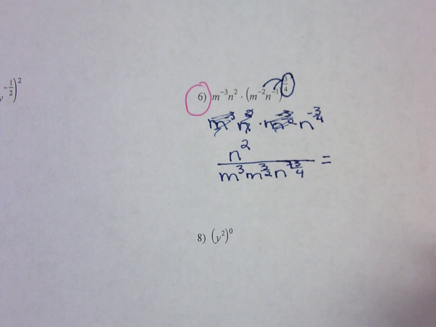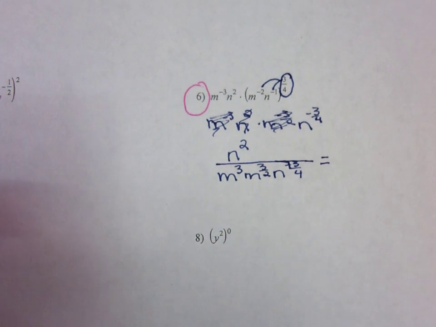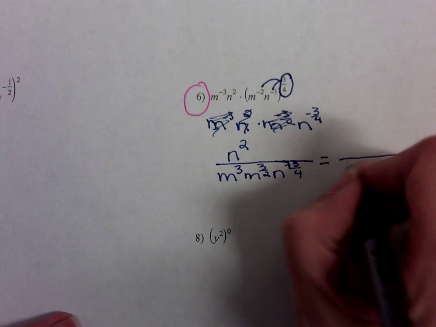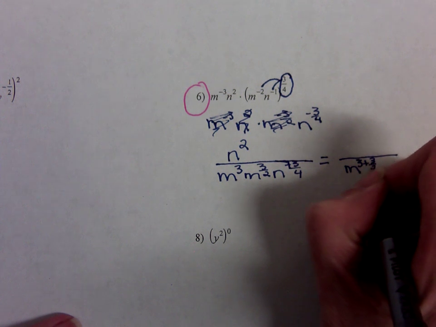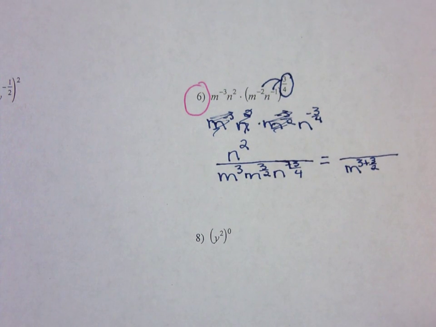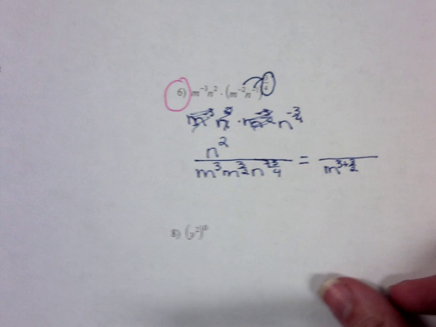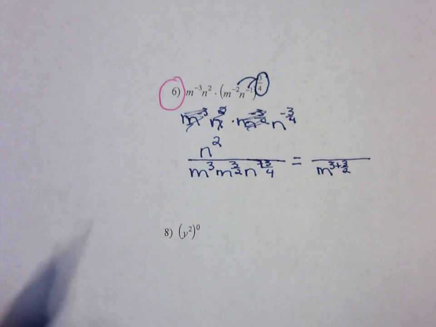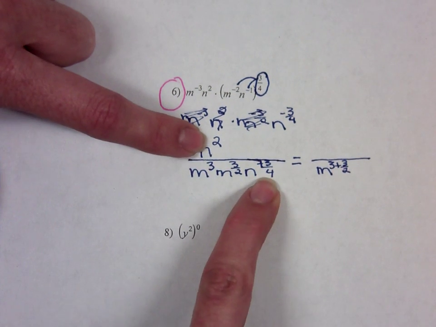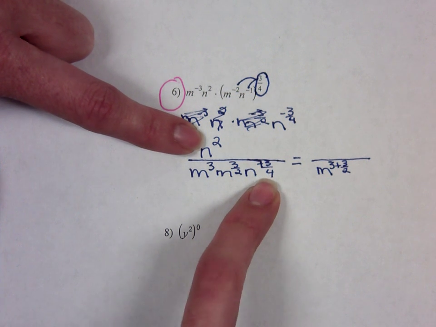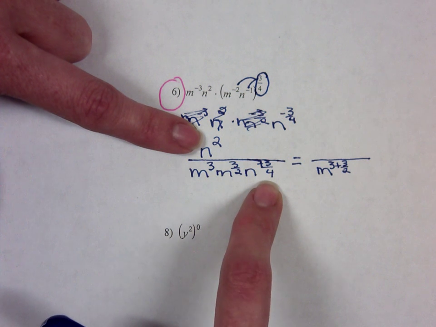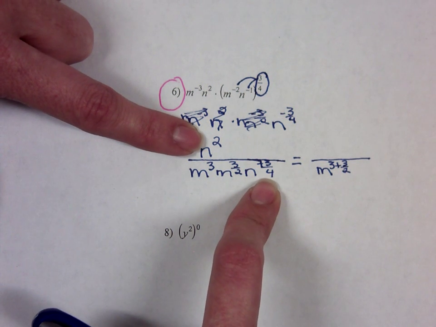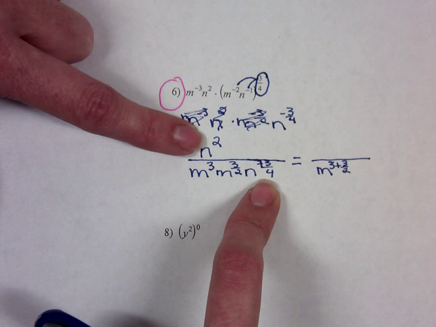Now we can start using our rules. Add the m's, so they're going to stay right where they are, and we're going to put m to the 3 plus 3/2. What about the n's? Which one has the greater power? The numerator. So what are we going to do? Transfer the denominator to the numerator. And do what with them? Subtract, it's division.